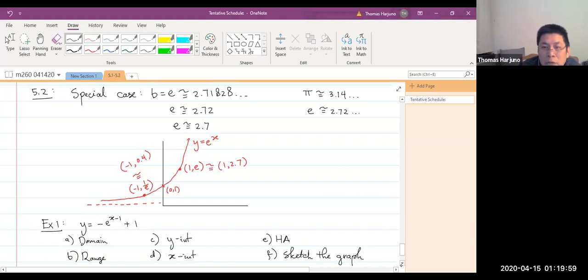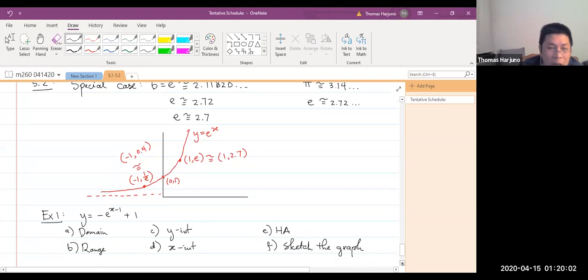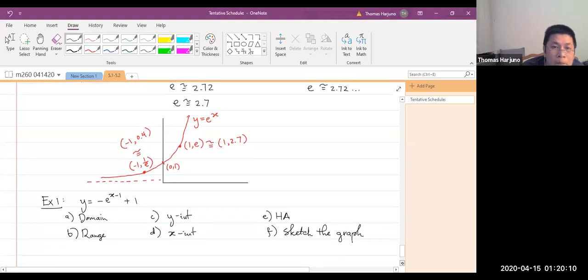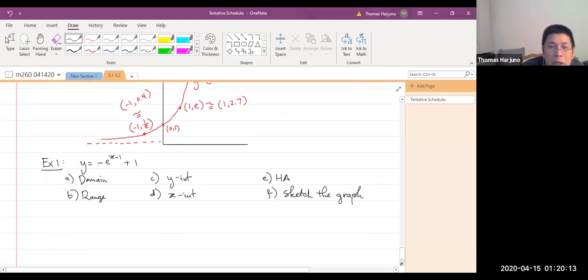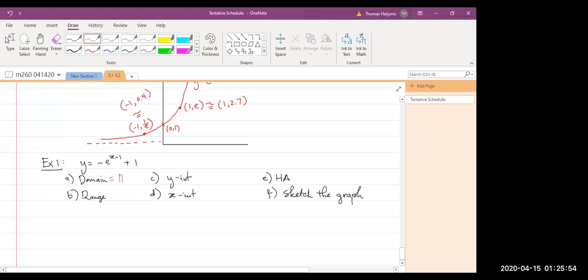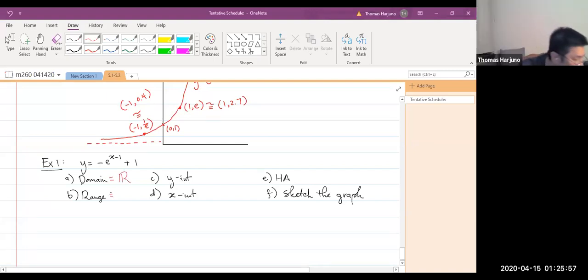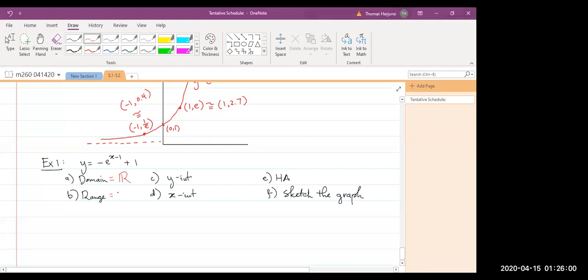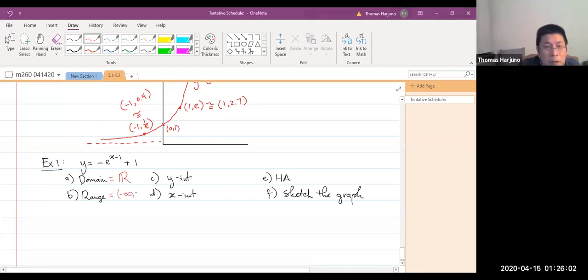Now, let me ask you to try this. You will see the domain and range are actually the same as if you replace the e by 2. Let me ask you to do this in 5 minutes. The domain will be all real numbers. How about the range? It's going to be negative infinity to 1. Good.